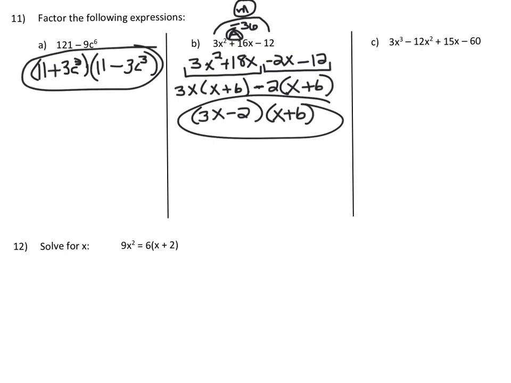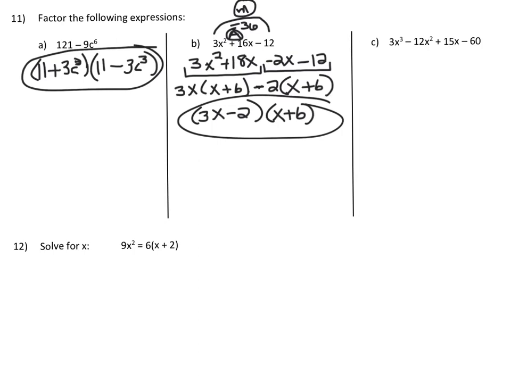Okay, now with letter C, a lot of you may be looking at this and be like, oh, we have 4 terms, let's just jump right into grouping. But remember, what's your first step in factoring? If you can, right, pull out a greatest common factor and look at these numbers. You can pull a 3 out of all 4 of those numbers. So let's start off by doing that.